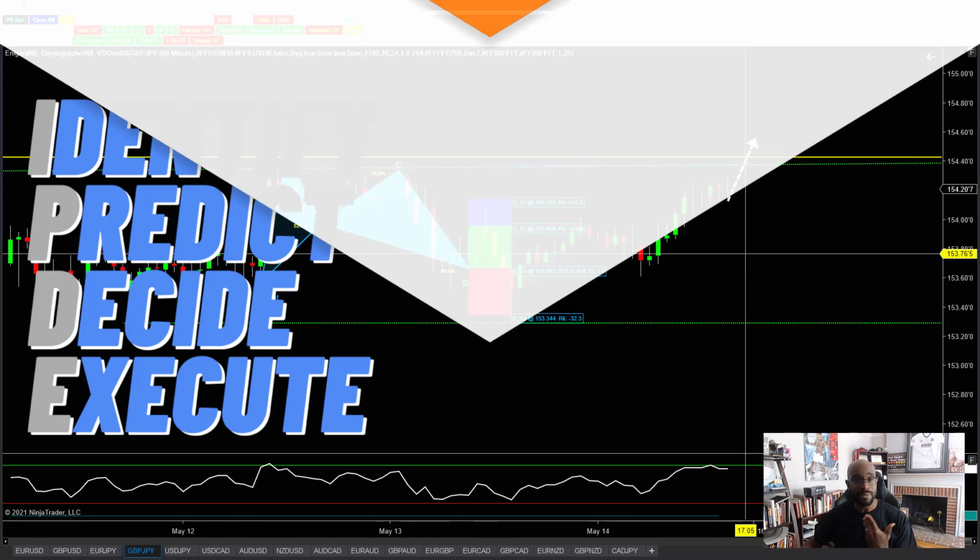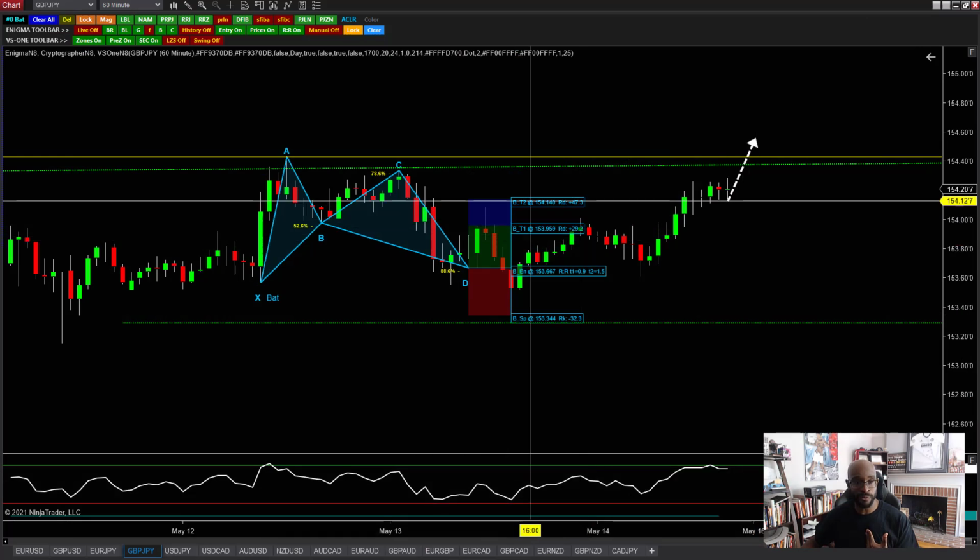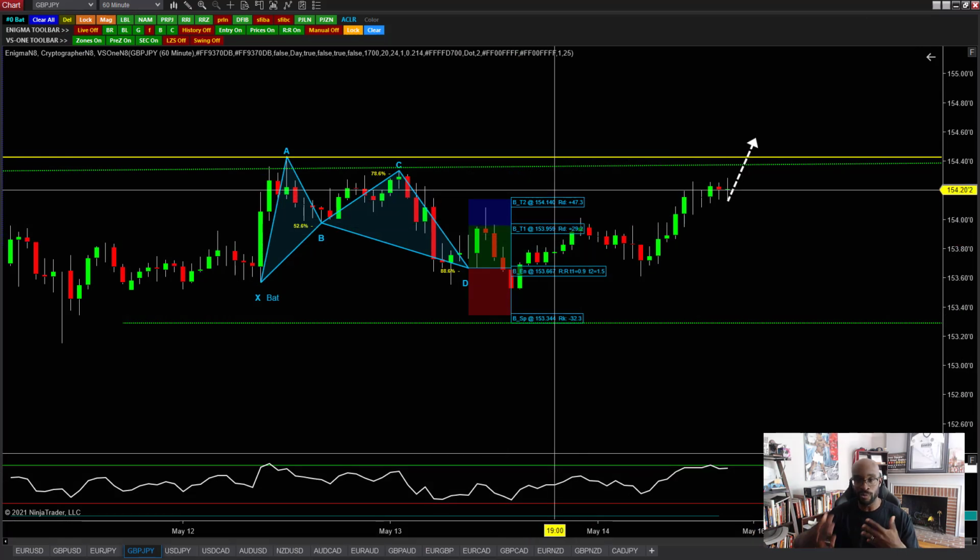So what I'll be looking for in the market next week is a fresh break of these highs, a chance to kind of reset and continue to look for opportunities to get in on a bullish continuation trade here on the pound yen.